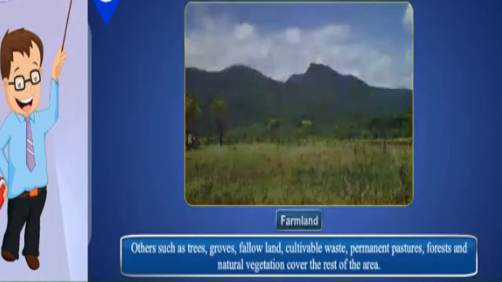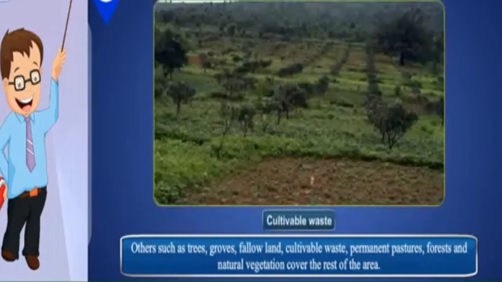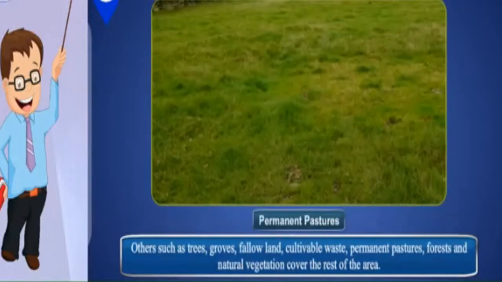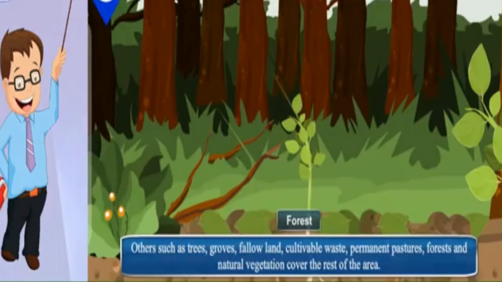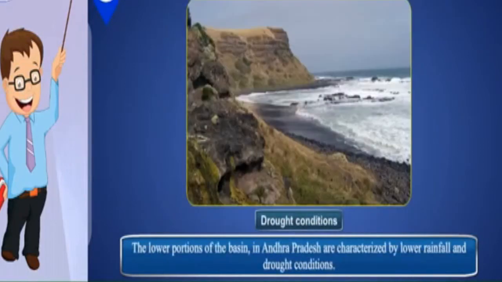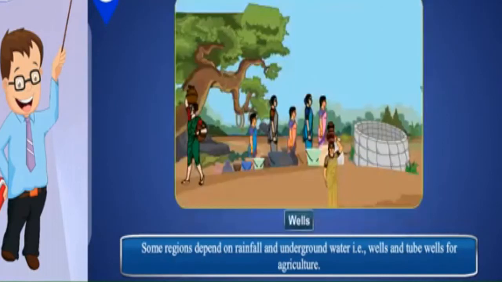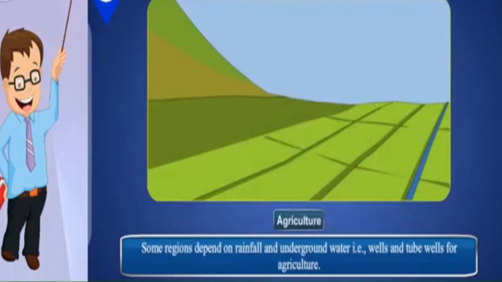Others such as trees, groves, fallow land, cultivable waste, permanent pastures, forests, and natural vegetation cover the rest of the area. The lower portions of the basin in Andhra Pradesh are characterized by lower rainfall and drought conditions. Some regions depend on rainfall and underground water, that is, wells and tube wells for agriculture.